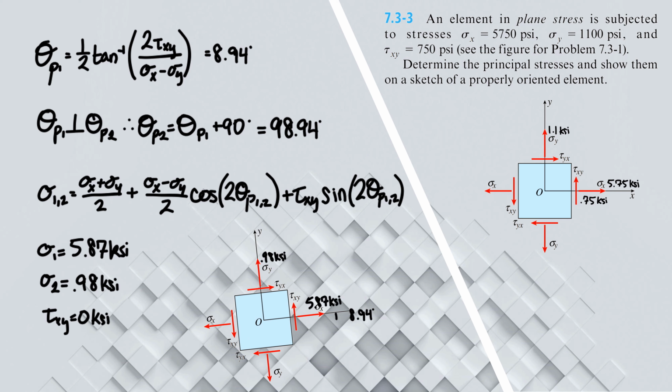So, it also asks us to sketch it. If we have our small angle of 9 degrees, our sigma 1 is the one that was associated with that angle, which is why we put our 5.9 ksi at that one, and then our 1 ksi at the other side, and then of course there is no shear.